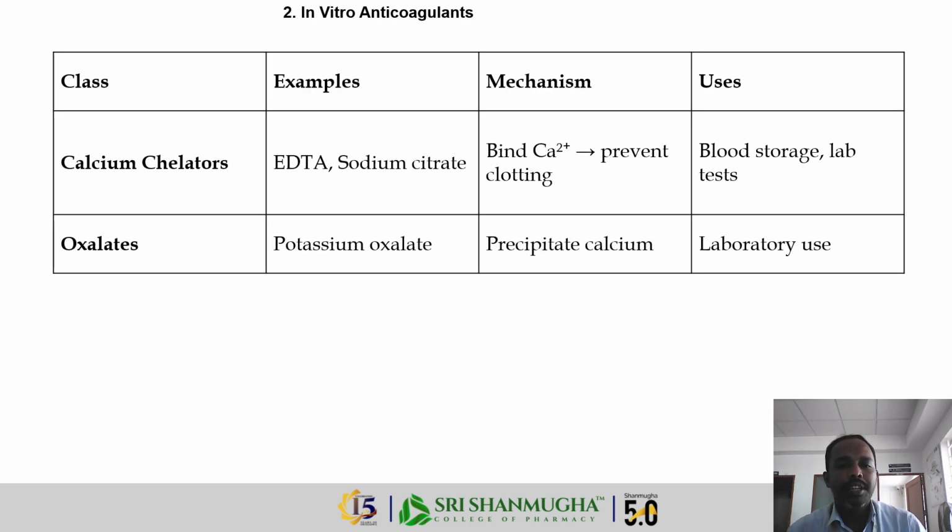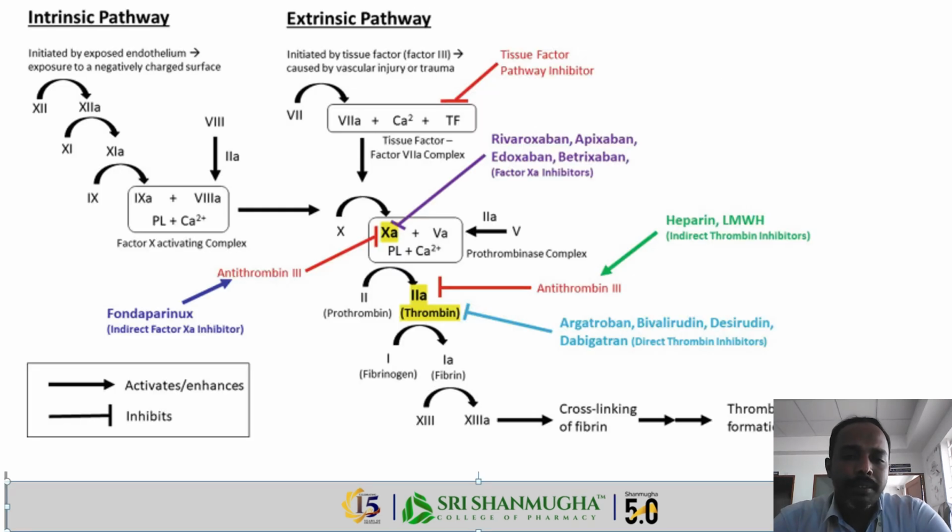Next we have in vitro anticoagulants like calcium chelators and oxalates. Calcium chelators are generally EDTA and sodium citrate, which bind to calcium and prevent clotting, since calcium is considered a clotting factor. They are used for blood storage. We have oxalates, like potassium oxalate, which act by precipitating calcium ions. These are generally used in the laboratory.